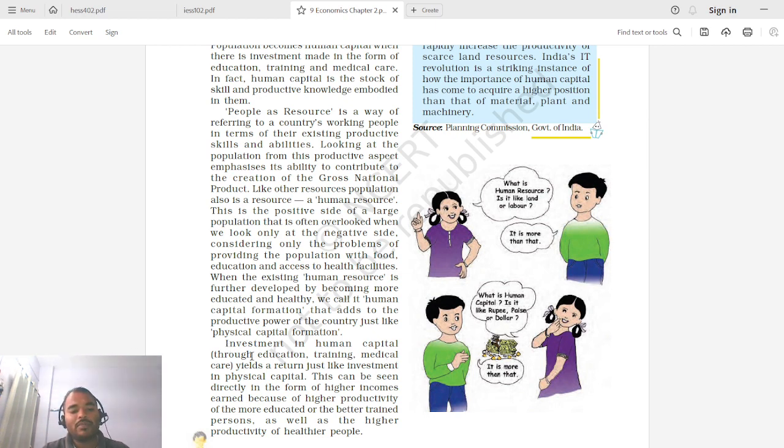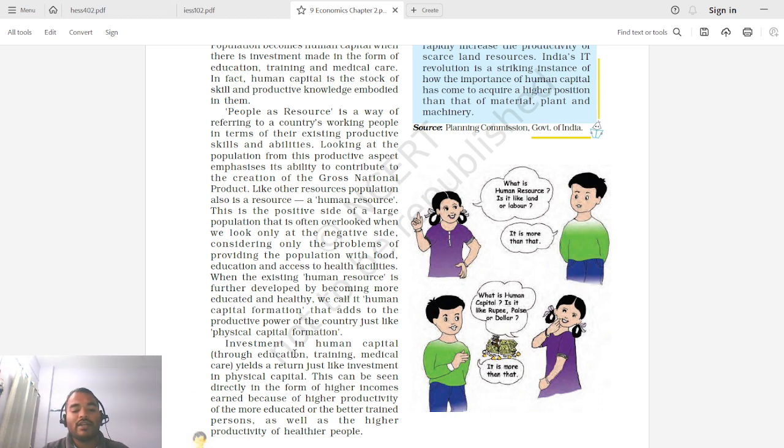So investment in human capital through education, training, medical care yields a return just like investment in physical capital. As we see, many business people put their money in businesses. Why do they put it? Because they want a good amount of returns. The same thing applies to human resource as well. If you educate or invest in human resource, the returns on the human resource are multifold. That is, you get a very good output when invested in human resource. So investing in human resource is also very important.